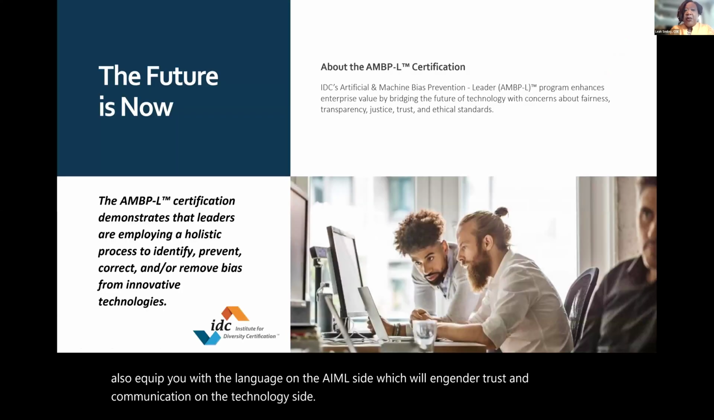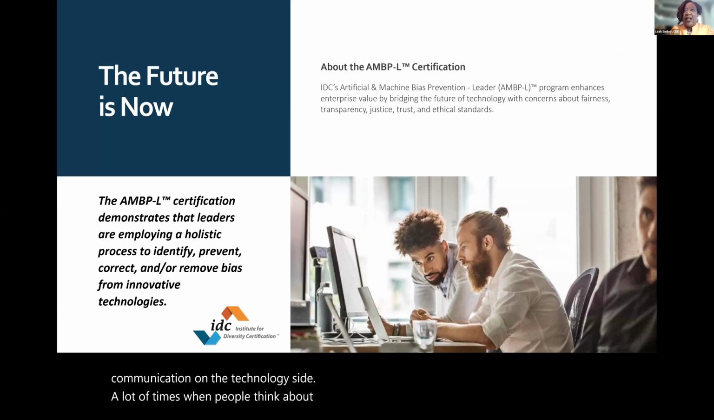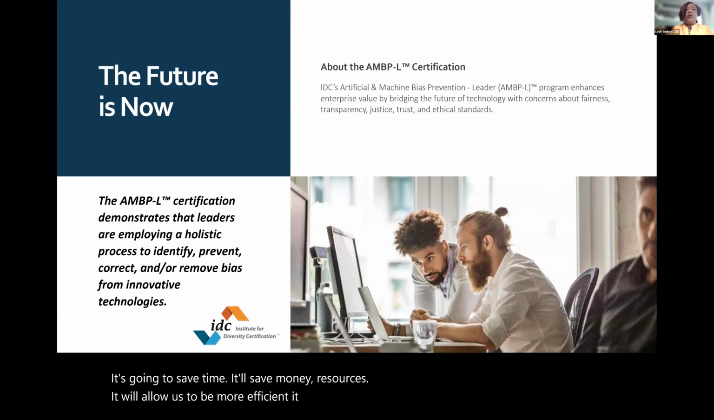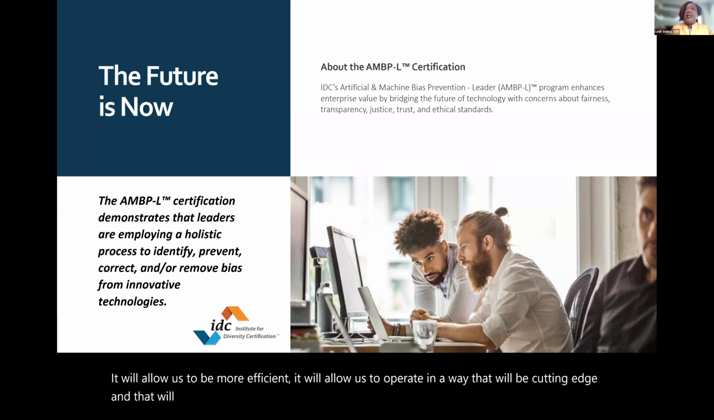A lot of times when people think about technology, they get excited about all the capabilities. It's going to save time, it'll save money, resources. It will allow us to be more efficient. It will allow us to operate in a way that will be cutting edge and that will even gain us more credibility, and it'll improve our brand. It'll do all these wonderful things.